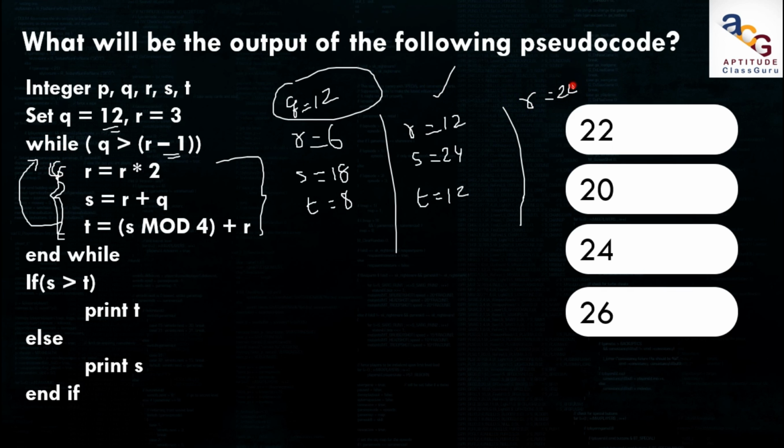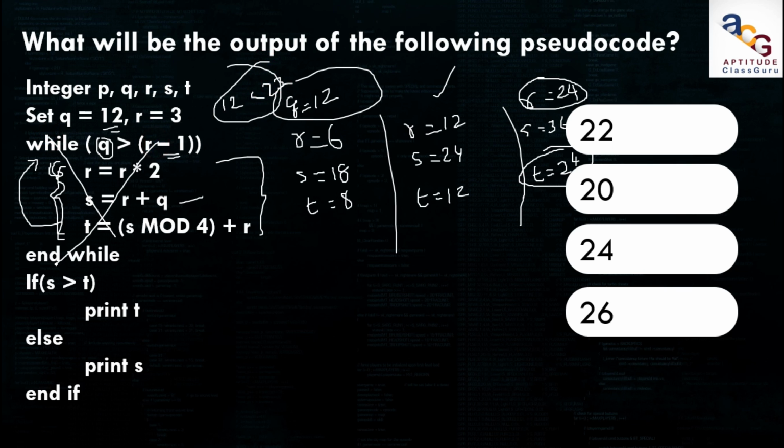Now r became 24. Why? Because 2 times. Next s became 24 plus p. What is p value? It's 12. So s equal to 36. Then what is the value of t now? 36 by 4, the mod is again 0, plus r. What is the value of r now? It's 24, right? So t equal to 24. And we will check for another while condition. Now p value is 12. What about r minus 1 value? Now value of r is 24, which is greater than 12, such that the loop will be terminated.